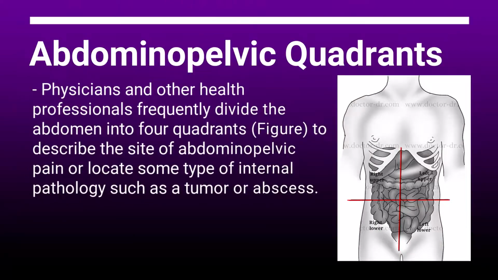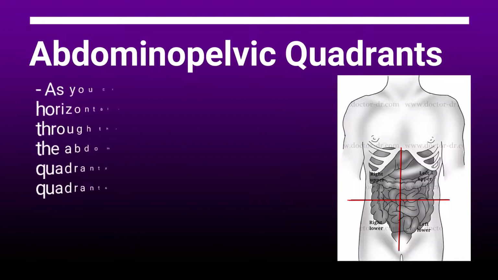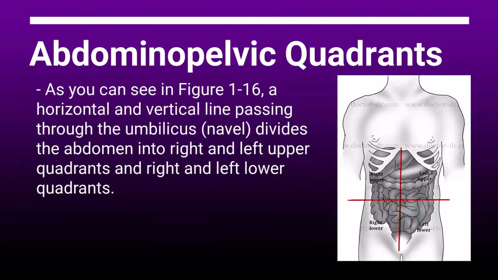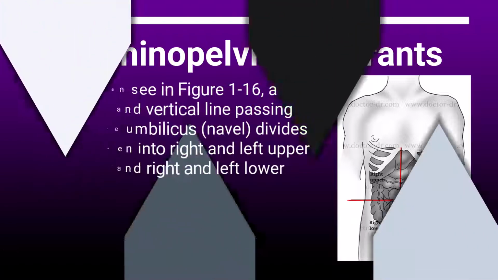Abdominopelvic quadrants. Physicians and other health professionals frequently divide the abdomen into 4 quadrants, only to describe the site of abdominopelvic pain or locate some type of internal pathology such as a tumor or abscess. As you can see in this figure, a horizontal and vertical line passing through the umbilicus, or navel, divides the abdomen into right and left upper quadrants and right and left lower quadrants.